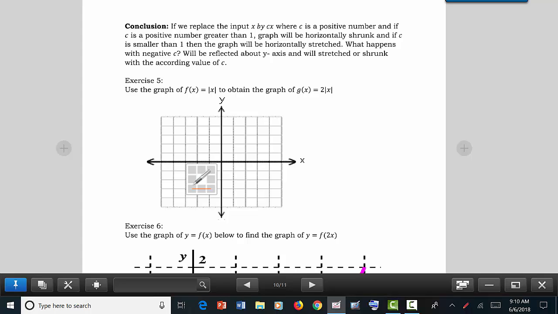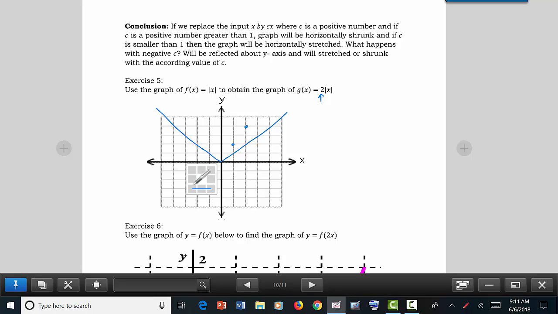Now let's go over exercise number 5. We already know the graph of absolute value of x is a V-shape. So basically what we are doing on g(x) here is multiplying by 2. That means we are getting double height. So at 1 we got 1, so now we have height 2. At this point we have height 2.